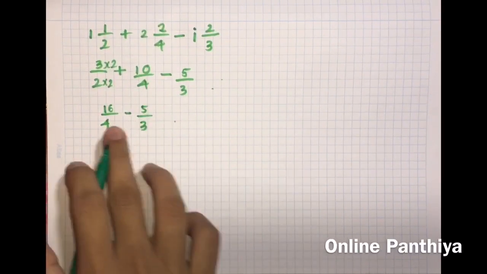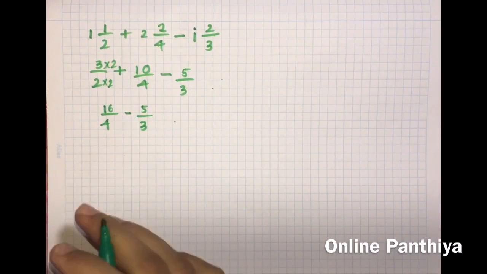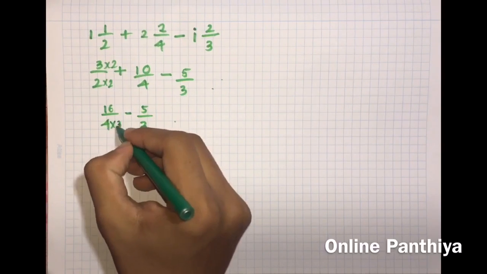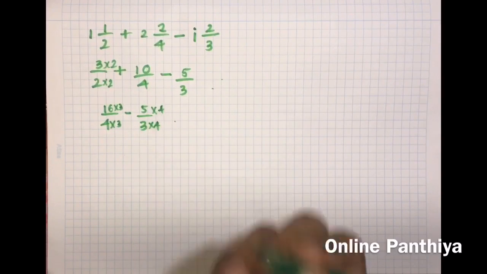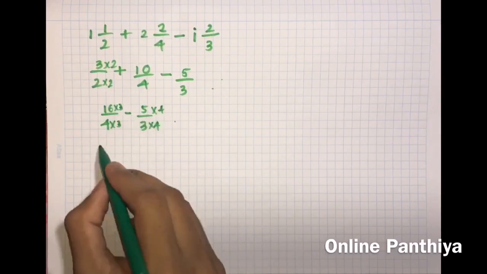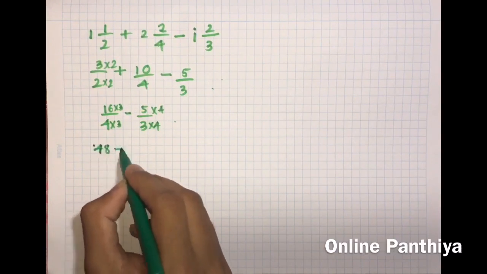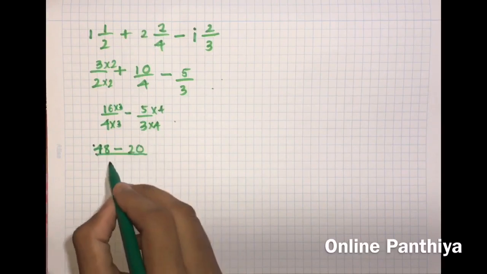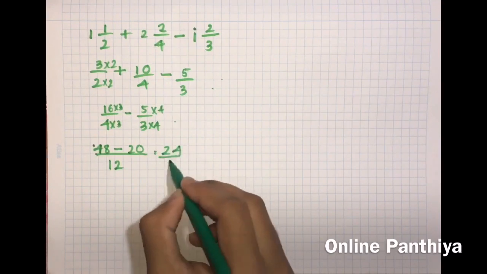Now even here you have subtraction and you have to make the denominators the same. Okay, so how do you make them the same? What is the LCM of 4 and 3? It is equal to 12. So in order to get 12, I have to multiply this by 3, so this also by 3. This by 4, this also by 4. So here 16 times 3, sorry, 48. Okay, the answer is equal to 48 minus 20, you have to subtract, divided by 12. That is going to give me 24 over 12.